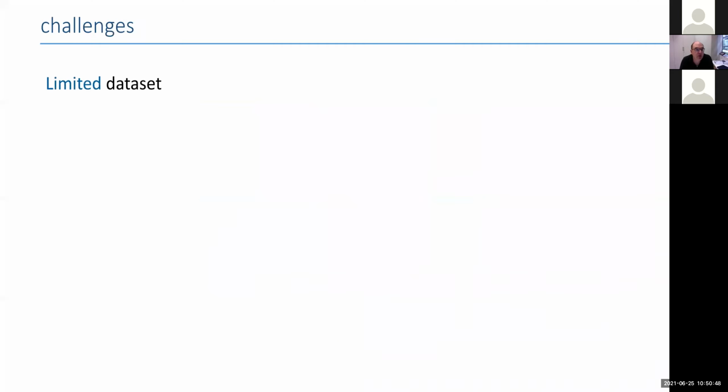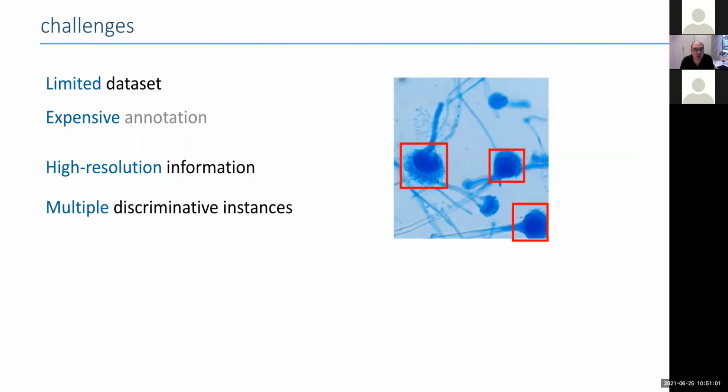These are the challenges being addressed here: the limited size of data sets, and really expensive annotations, because we use precious time from clinical researchers. And we have a lot of high resolution information, and we want to use multiple discriminative instances.